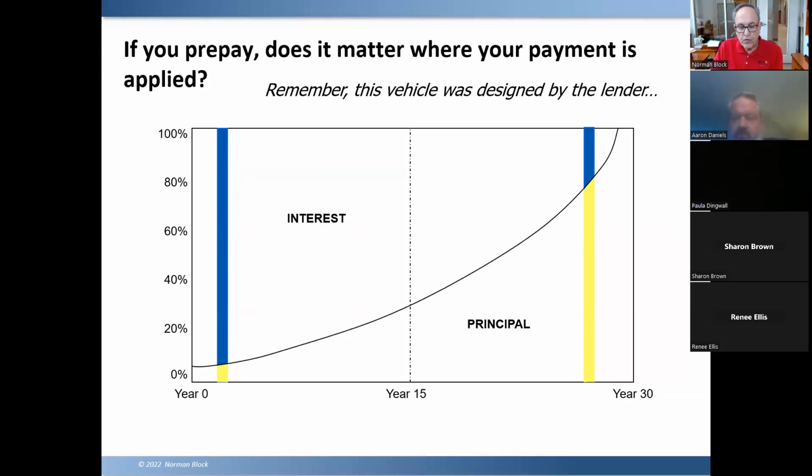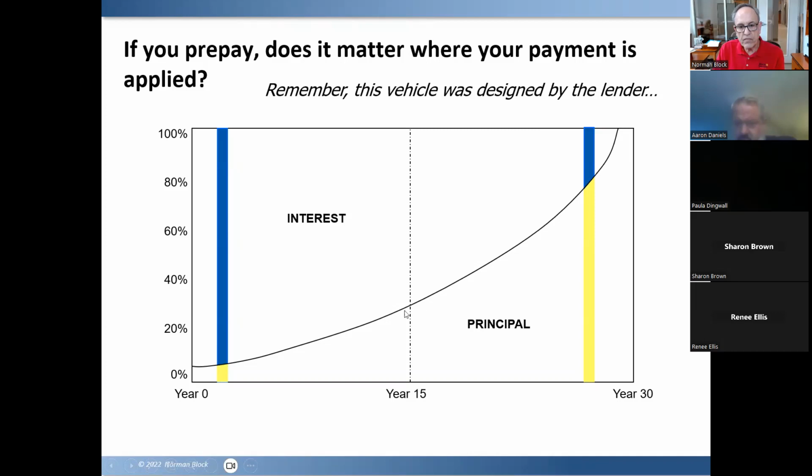Now, this is an oversimplified graph of what that mortgage might look like. Each one of those blue stripes represents a monthly payment. And if I could draw thin enough lines, I could draw 360 of those, because in a 30-year mortgage with 12 payments a year, you have 360 payments. They would all be the same size, but they would differ, each one, as to how much of the payment is interest and how much is principal.